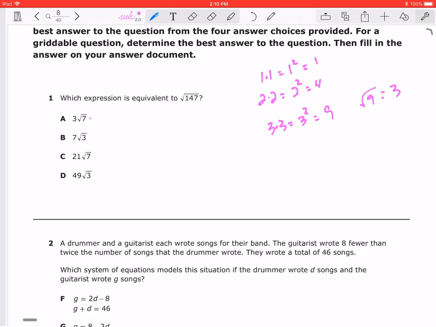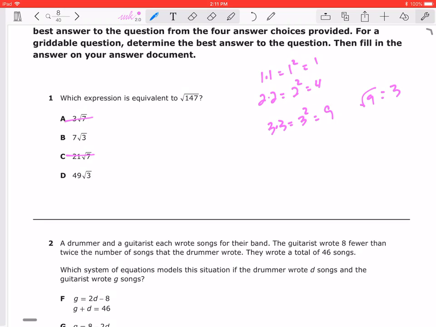So I'm going to try 147 divided by 7. That would be 7 times 21. But 7 times 21, that's not a perfect square. Neither one of those numbers is a perfect square. Now, there's a perfect square that will go into 21, but that won't work. So I can actually eliminate those 2 answer choices right now. Right now, let's try 3.